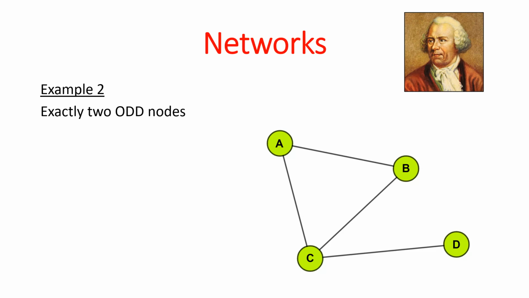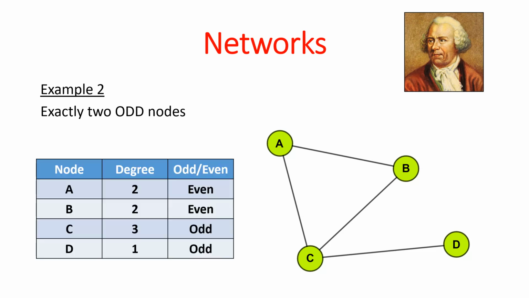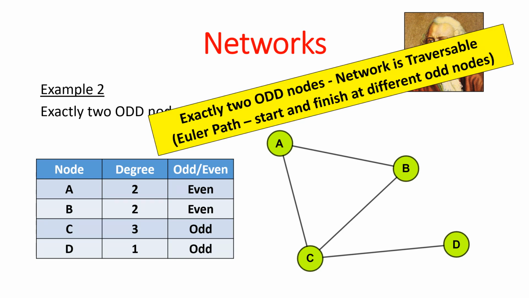What about example 2? This network has exactly two odd nodes. We've used this network before in our videos. There are four nodes. Two of them are even and two of them are odd, so exactly two odd nodes. So we must start and finish at the odd nodes. So if I started at E and moved to C, up to B, up to A, and back to C, I've started at the odd node of D and I've finished at the odd node of C. I can't start at an even node and traverse that network.